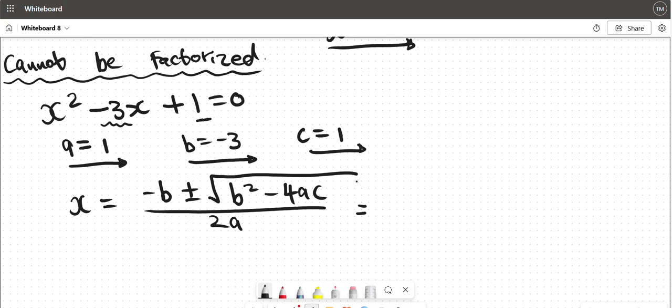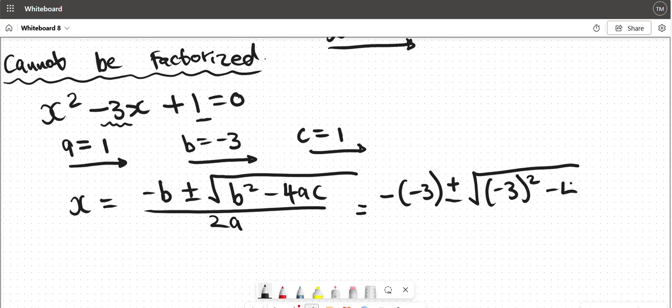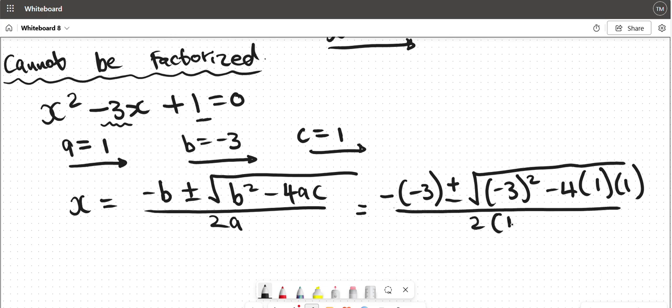All I need to do is substitute there. So what is my b? My b is a negative 3, but there's a negative already, so it's a negative with a negative 3 inside of the brackets. I have a plus minus there. I have the negative 3 squared minus 4. The a is 1 and the c is 1 as well. And then you divide all of these by the 2a.